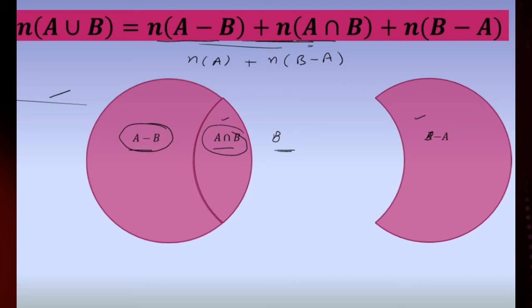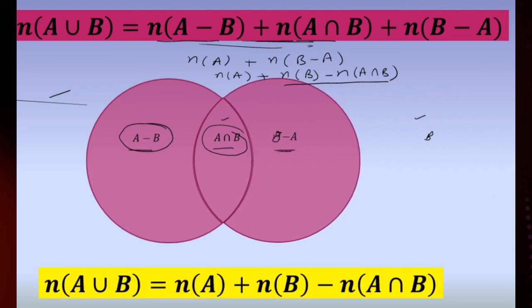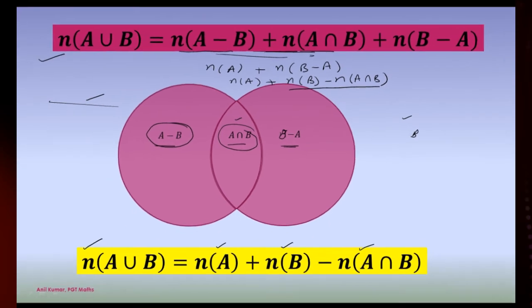And what is B minus A? From the previous video, you can learn that B minus A is the number of elements in B minus the common part, so we subtract A intersection B. So B minus A is the number of elements in B minus the number of elements in A intersection B. That's how we can write another formula: the number of elements in A union B is equal to the number of elements in A plus the number in B, and the common portion which overlapped we subtract once. So the total number remains as it is. Okay, now let's solve some problems.